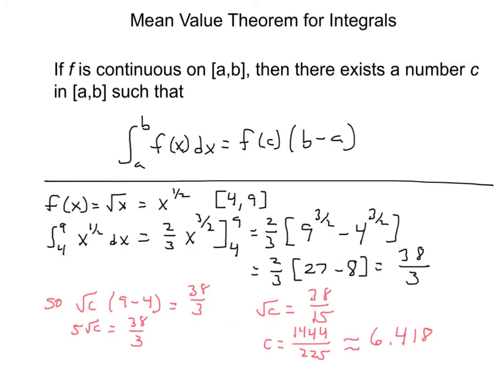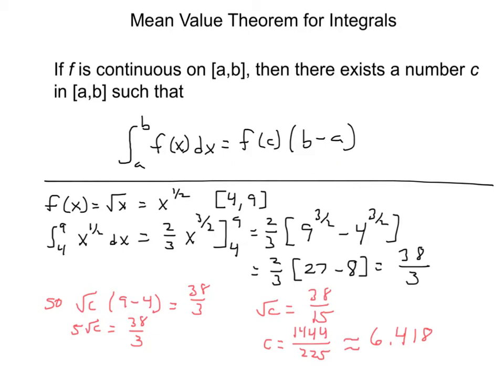The next thing we want to take a look at is what's called the mean value theorem for integrals. This is very similar to the mean value theorem that we had dealt with before, in that it is an existence theorem. It tells you something exists. It doesn't tell you where it's at, but it tells you it does exist. So in this case, we're going to say if f is continuous on the closed interval from a to b, then there exists a number c in a and b such that the integral from a to b of f of x dx is going to be equal to f of c times b minus a.